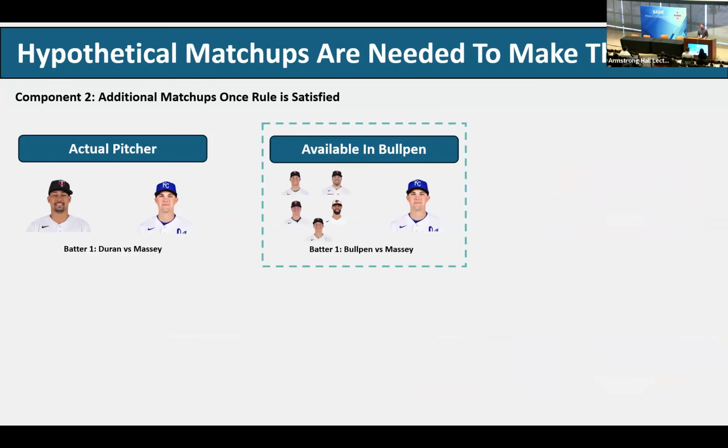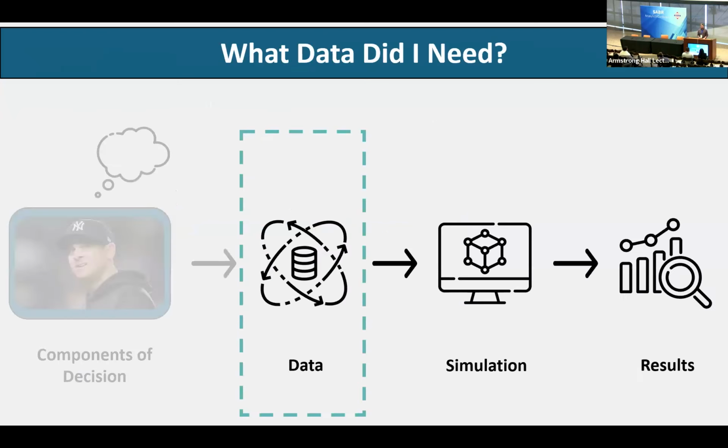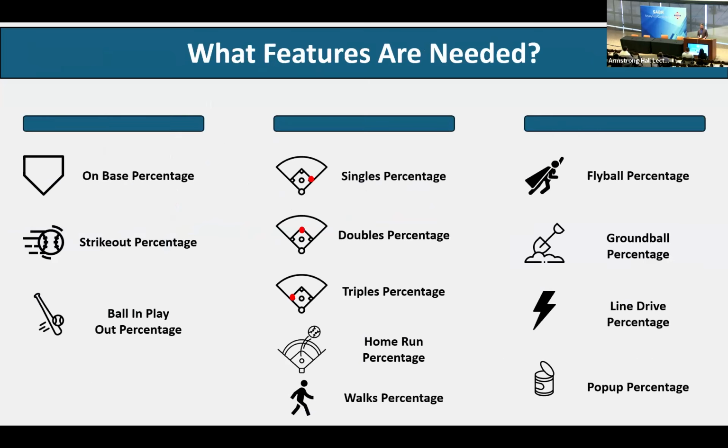For the second component, it's for every subsequent plate appearance after that three batter minimum rule has been satisfied. I broke it out that way because at that time, the manager can go in and remove that pitcher. And I also decided not to include the previous pitcher in this portion of the evaluation because of that. In my mind, at this portion, they're already out of the game. So I'm only considering the actual pitcher as well as those available in the game. So understanding the framework, let's talk about how I got data for this.